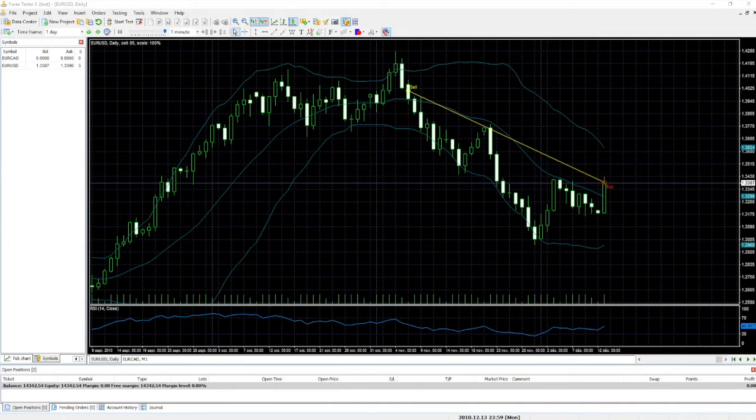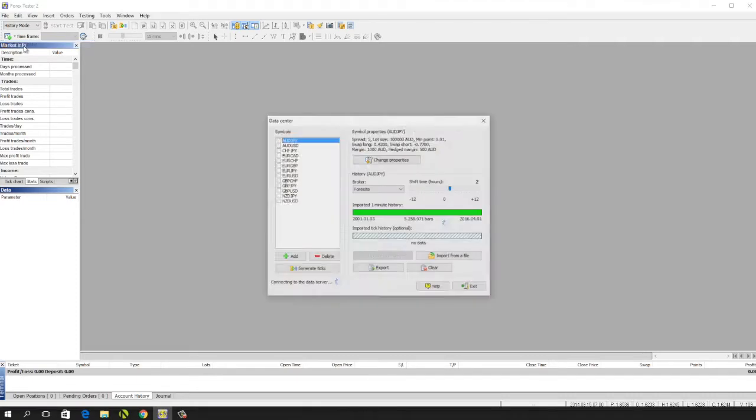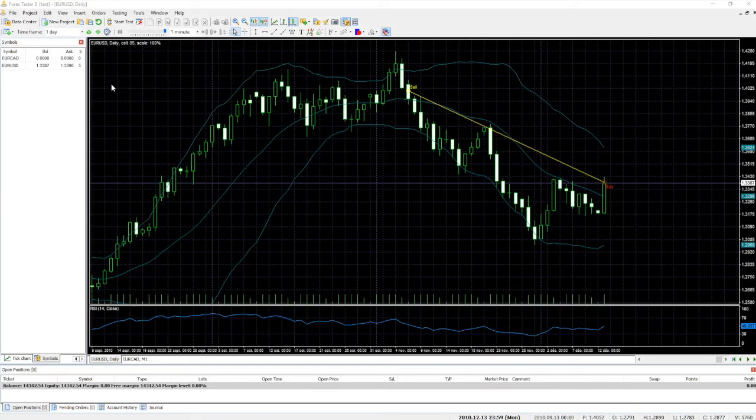Let's get started right away. Okay, so the first thing that comes to my mind when I see this screen of Forex Tester 3 is that the data center is right here. In the past, Forex Tester had a mode that you had to switch to in order to go to the data center to download all the data. Now it's all in the same place. You don't have to go around, and it's much easier that way. So I'm really happy about this.